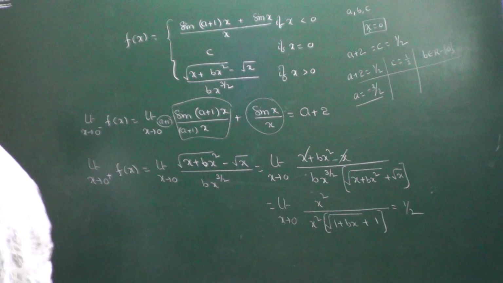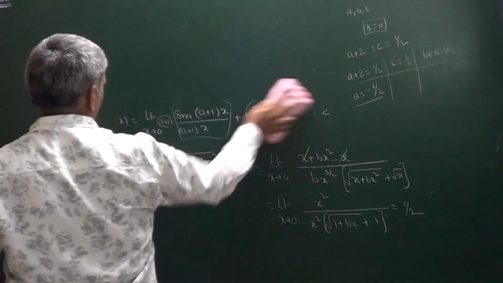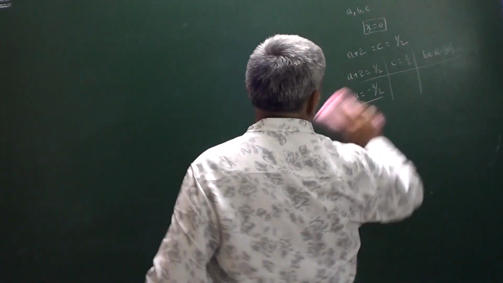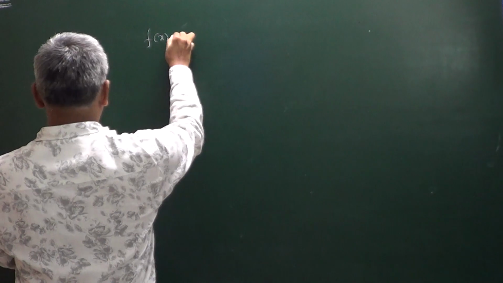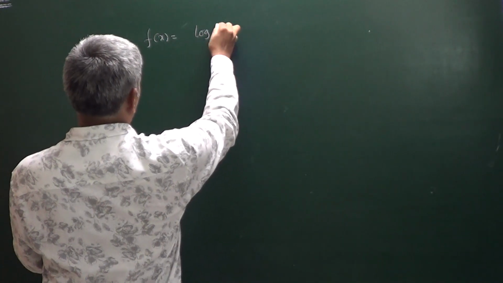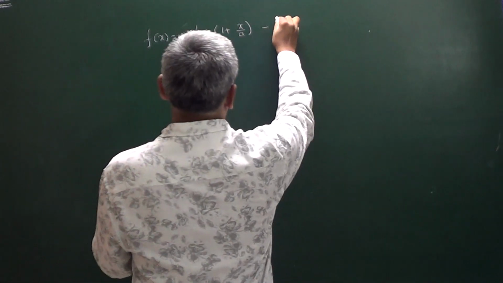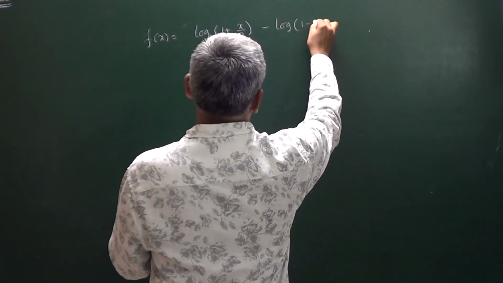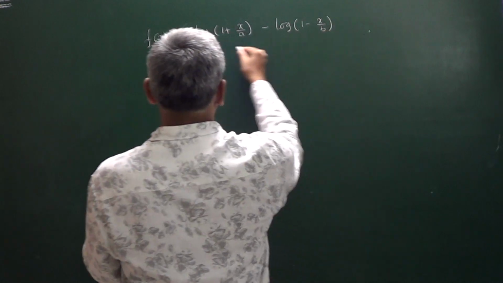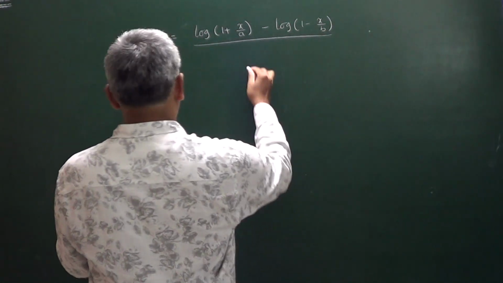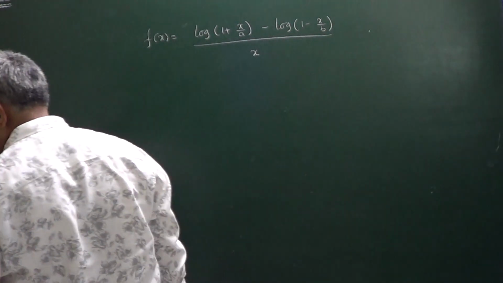Just one more question, the last question. I will try to conclude this basic level. So this is the question. The question is given like this: f of x is equal to, this is also a very easy question given in the previous year's board exams, log of (1 plus x by a) minus log of (1 minus x by b), divided by x. That is the information given.